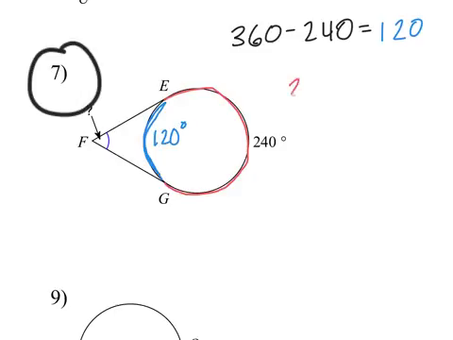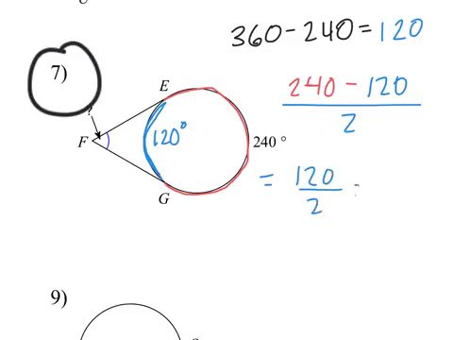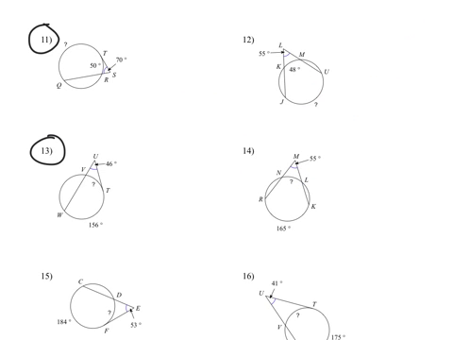So, 240 minus 120 divided by 2. That equals 240 minus 120 is 120, and 120 divided by 2 is 60. So angle F is 60 degrees. Now let's flip to the back.